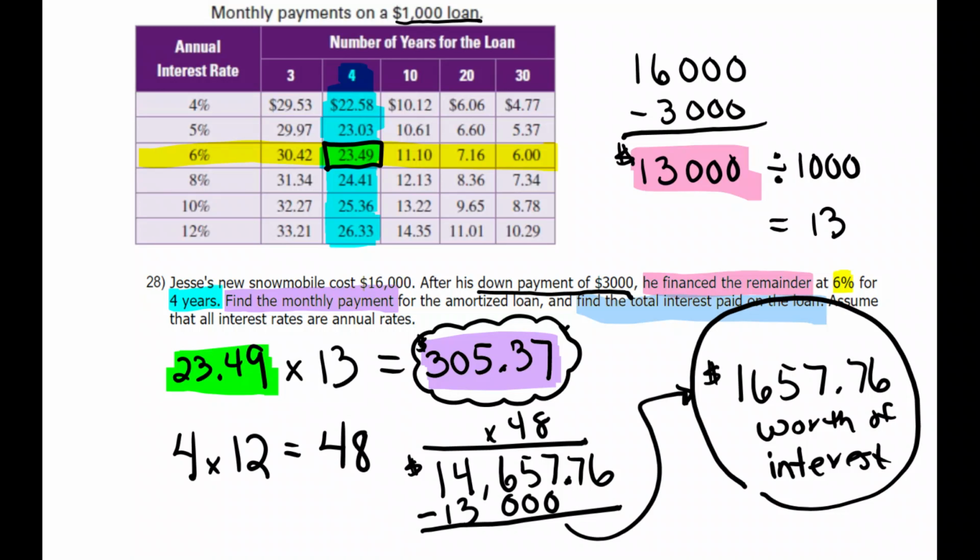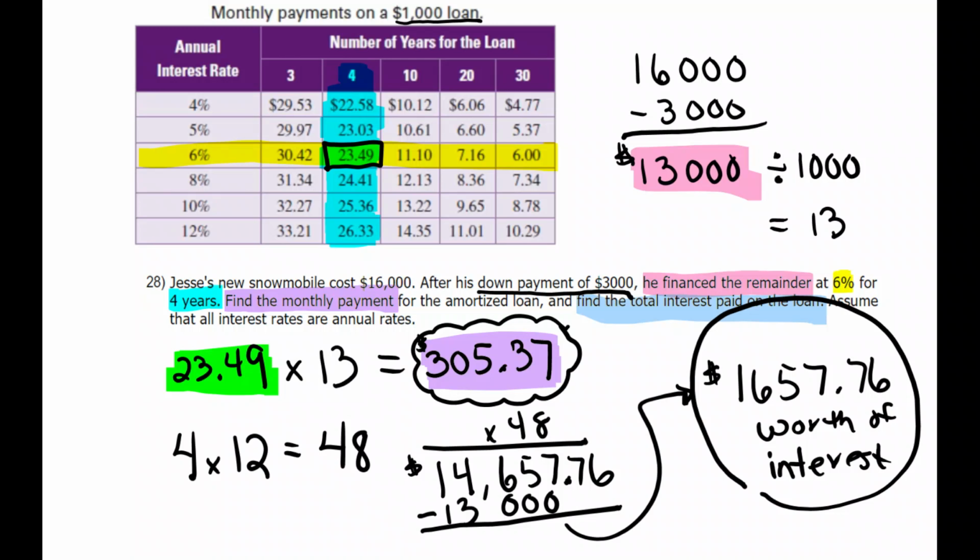because he didn't have the entire 16,000. He only had 3,000. So he gave him the 3,000 and he said, well, I'm going to have to finance the rest. I can't pay 13,000 right now. But if we can spread it out over 4 years, I can do that. Using their table, 4 years and at 6%, that's $23.49 for every $1,000 that you borrow. He borrowed 13 of them. So his monthly payment was that purple $305.37.